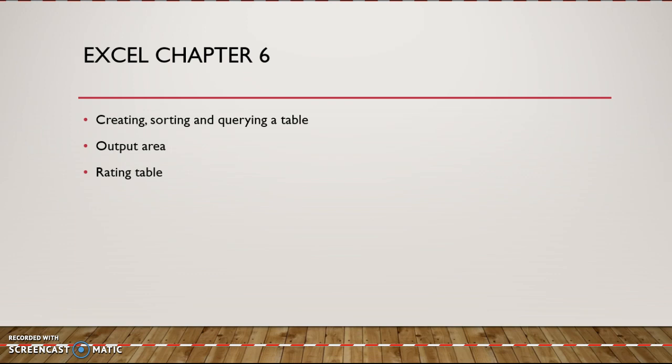In Excel chapter 6, we learn how to create, sort, and do a query table. We also learn how to do an output area and a rating table. So in short, we have the table, the rating table, and the output area. With the rating table, we can see if we're doing good or not. And there's the output area where the results are.